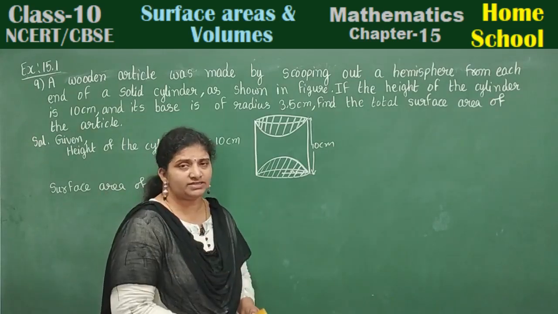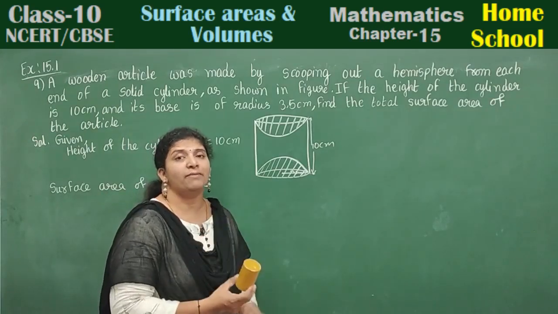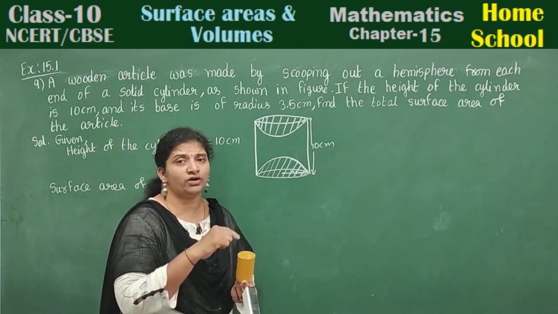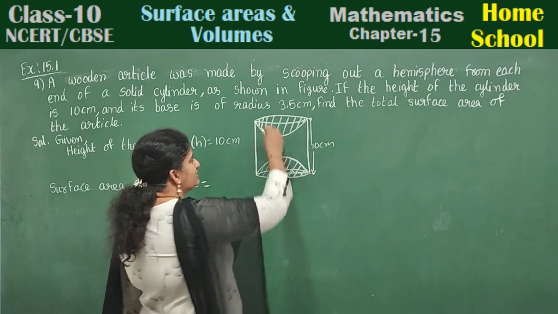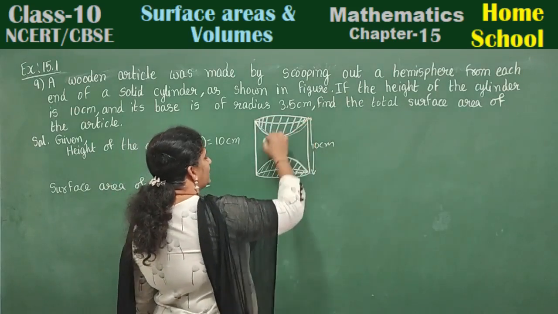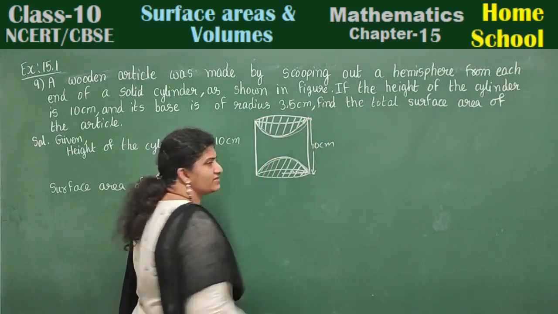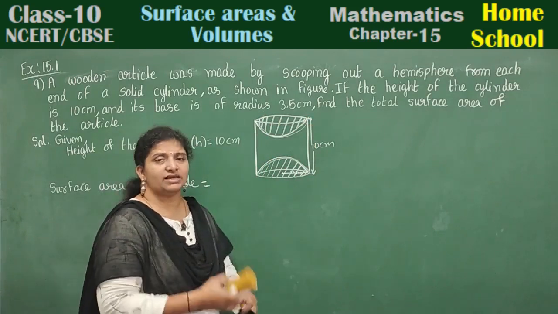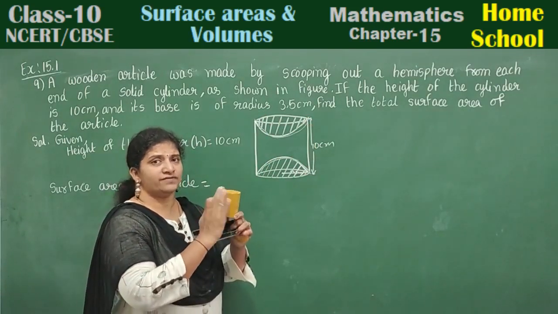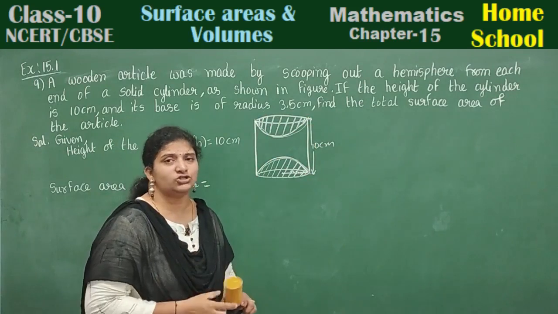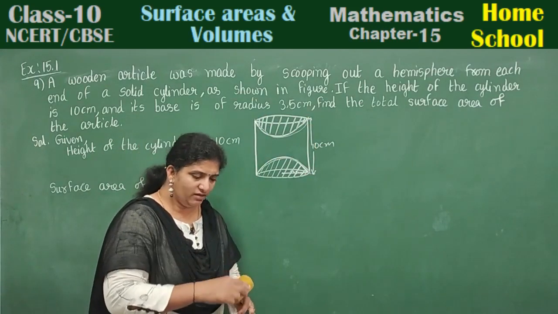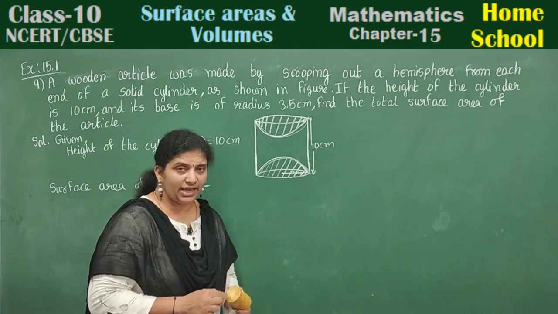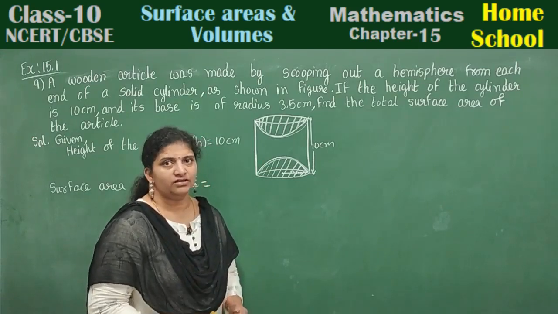But now similarly observe this figure. When two hemispheres are scooped out of a solid cylinder, one from the top and one from the bottom, that means inside you can see a curve like this and inside you can see another curve. But coming to the curved surface area of the cylinder, there is no change. Inside you can see hemispherical curves here and here also.